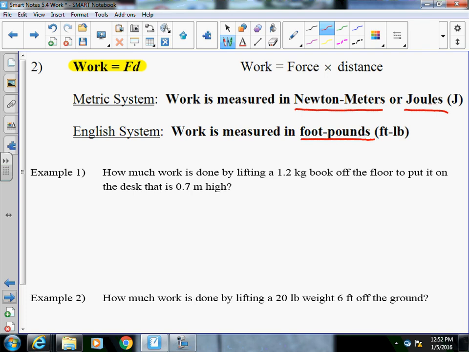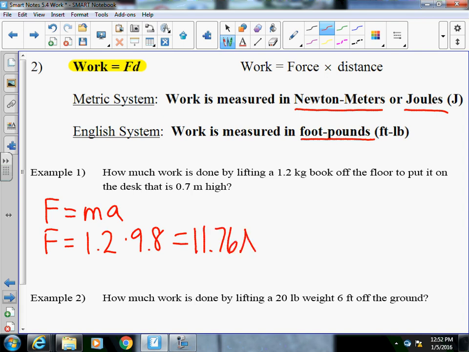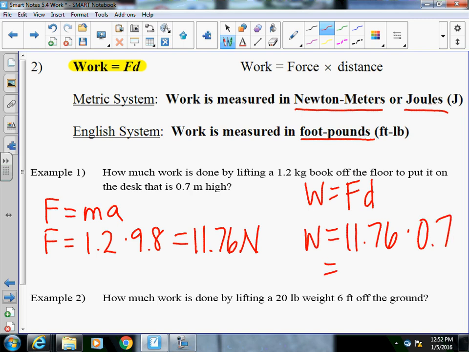Well, this is a metric system, so we need to first find our force. If you remember, force equals mass times acceleration, so our force is going to be 1.2 times 9.8, which will give us 11.76 newtons. And then work is equal to force times distance, so our work is going to be that 11.76 times 0.7, because that's how high we're lifting it, and we are going to get 8.232 joules.